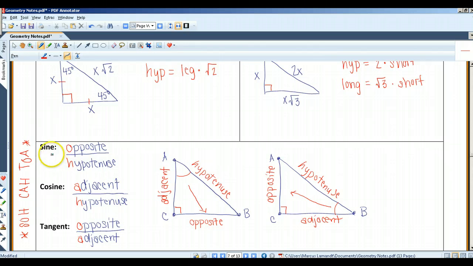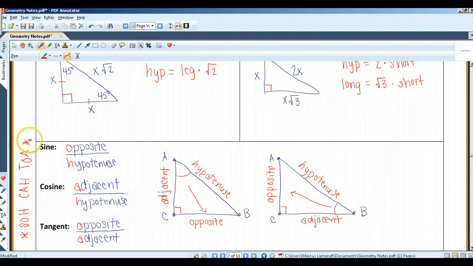There are 3 trigonometric ratios that you will need to know for this class: sine, cosine, and tangent. A trigonometric ratio, or I usually call them trig ratios, is a ratio of the lengths of 2 sides in a right triangle. You can use trig ratios to find the measure of a side or the measure of an acute angle in a right triangle.